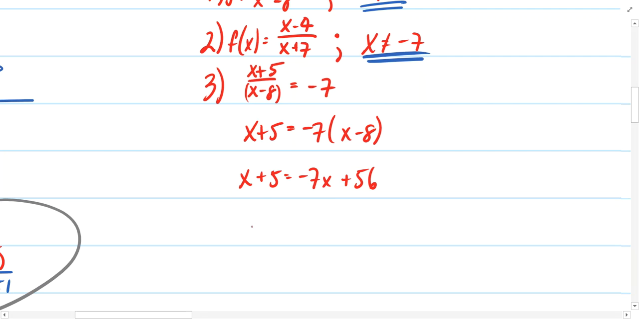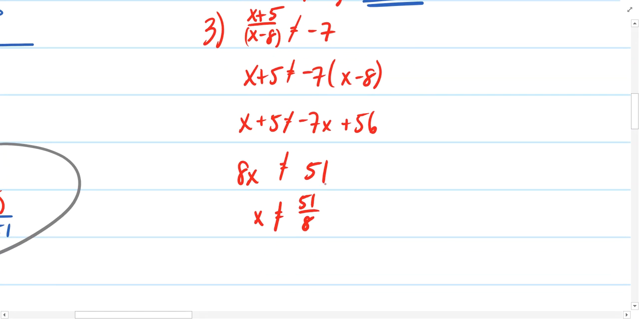Now I might add 7x to both sides to obtain 8x and subtract 5 from both sides to obtain 51. And x would then be equal to 51 over 8. Now in reality, we were saying that we didn't want (x plus 5) over (x minus 8) to equal -7, so we want them to not be equal to one another. So I can come back now and just change all of these to not equal signs, or inequalities, and I'm okay with that as a result.